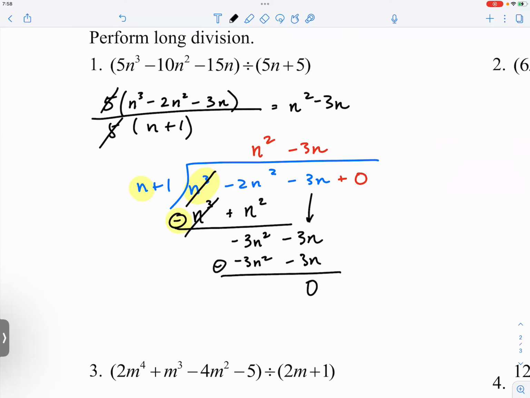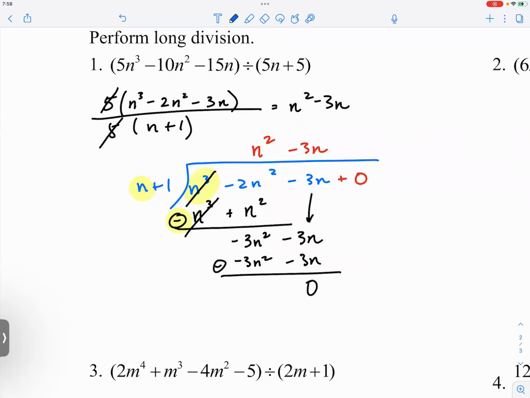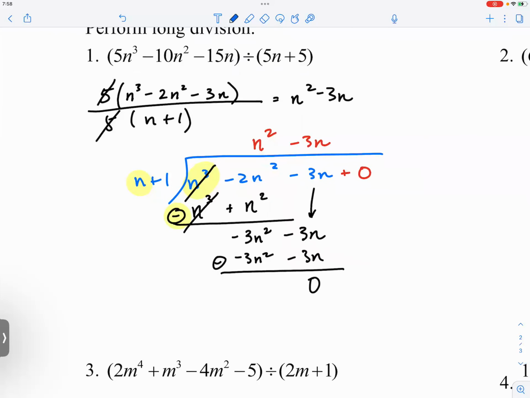All right, now I'm going to follow up with a quick question. And I want you to write this question down as well. Is 5n plus 5 a factor of 5n cubed minus 10n squared minus 15n?